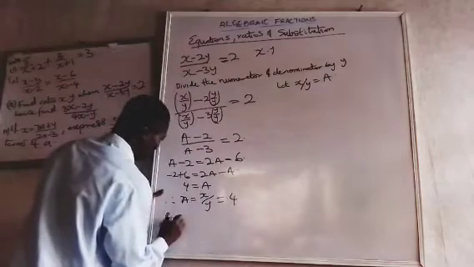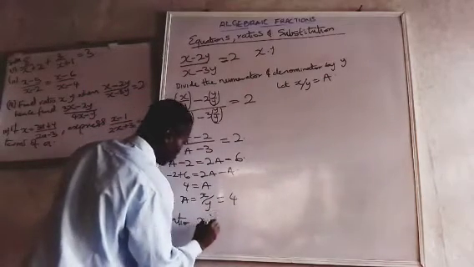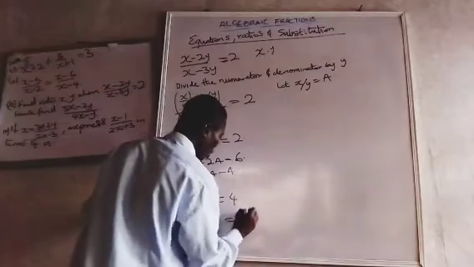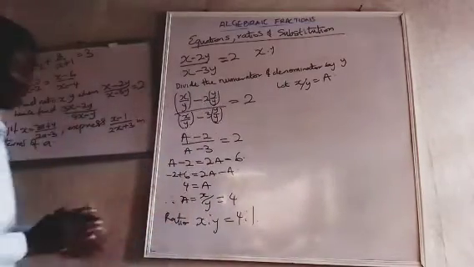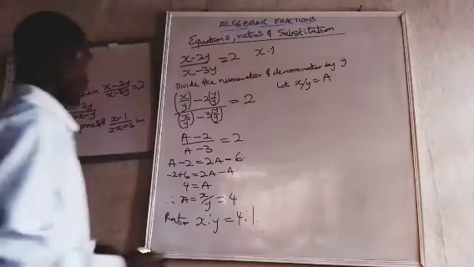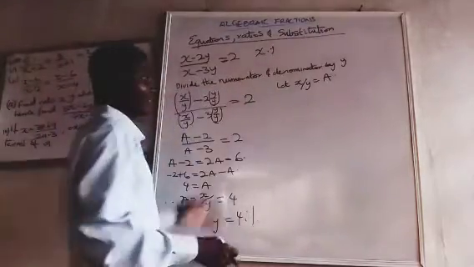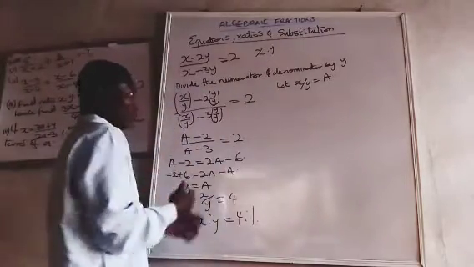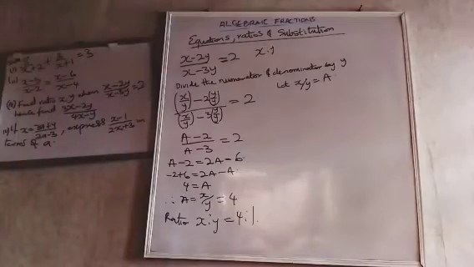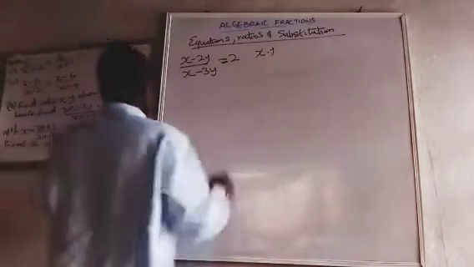That this ratio X to Y is equal to 4 to 1. You can see, very easy and straightforward. You can also leave it like this, and at the end of the day, you will find the ratio between the two of them. You can also do it like this.